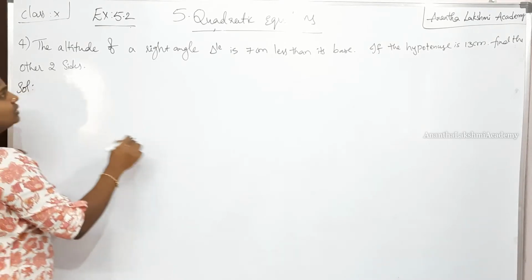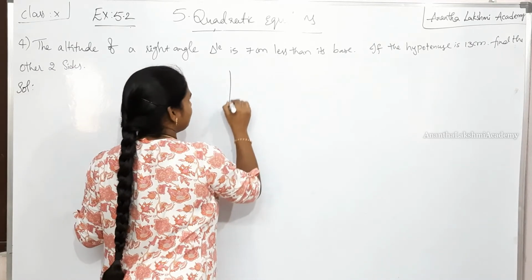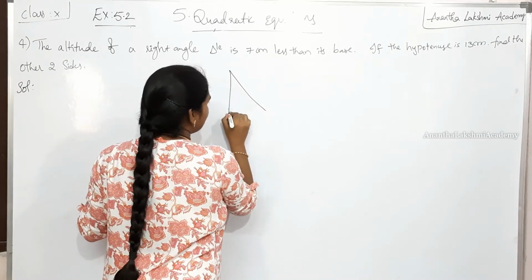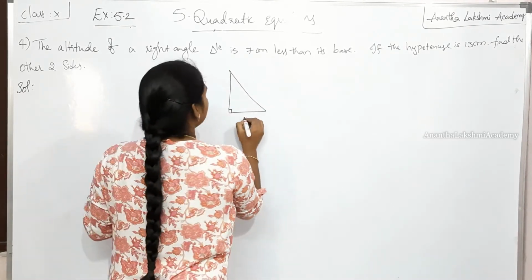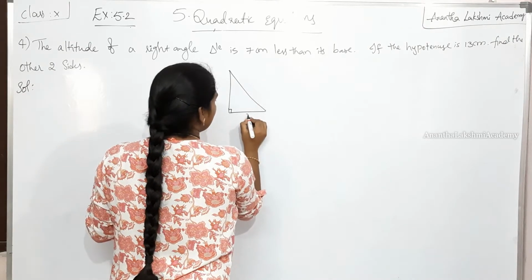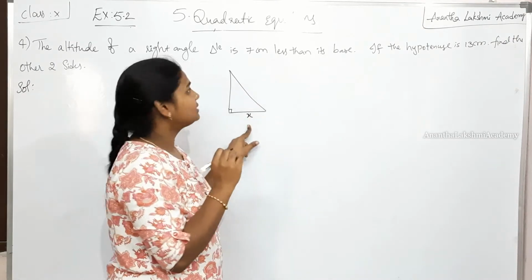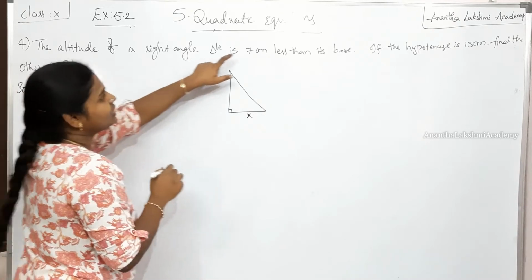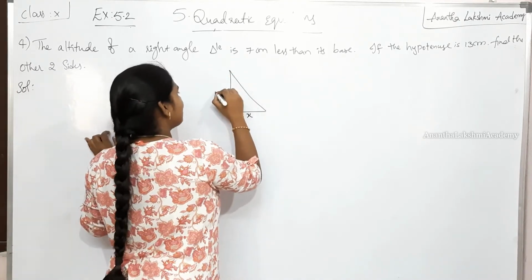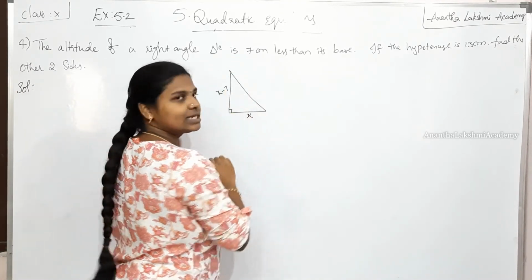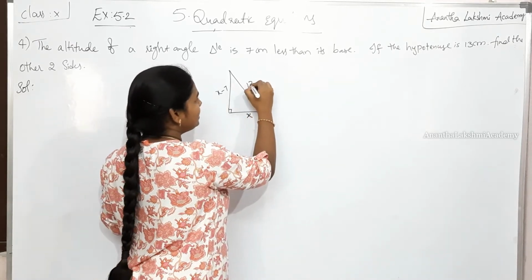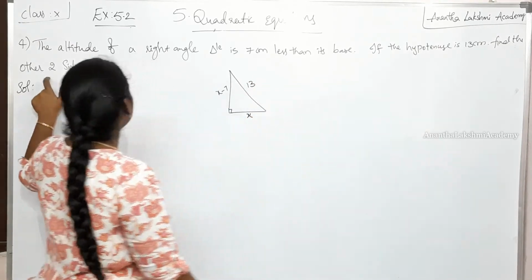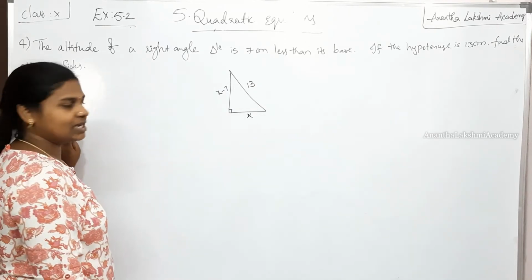Okay. So, a right angle triangle is given. In a right angle triangle, the altitude is nothing but the opposite side. So, let us assume the base as x. So, the altitude of the right angle triangle becomes, this is 7 centimeters less, no? So, this becomes x minus 7. Now, the hypotenuse is 13 centimeters, and we need to find the other two sides.